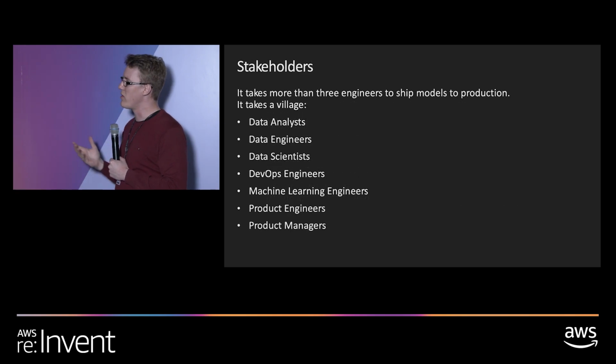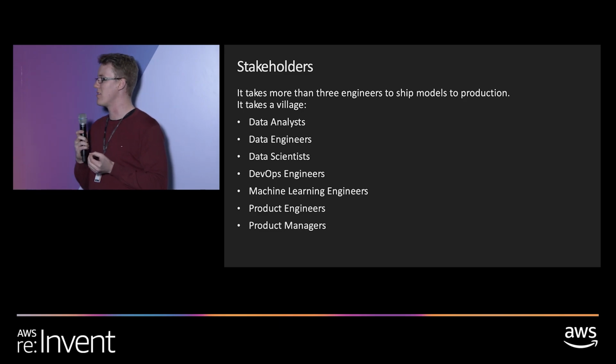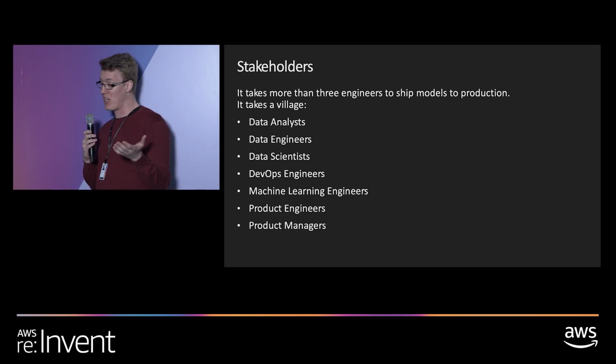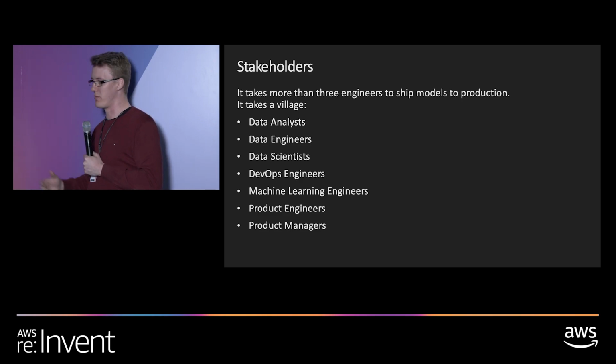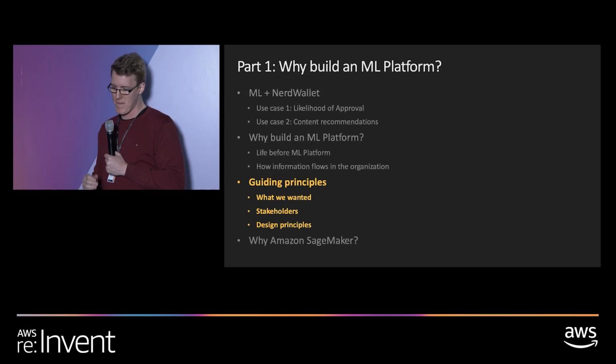And just a quick review of the stakeholders. The title of this talk mentions 3 engineers, but the reality is there's quite a large surface area, a number of people involved in machine learning at companies today. A quick overview: there are folks like data analysts, data engineers, data scientists, DevOps engineers, machine learning engineers, product engineers, and product managers, of course. So it really takes a village to ship a machine learning model to production.